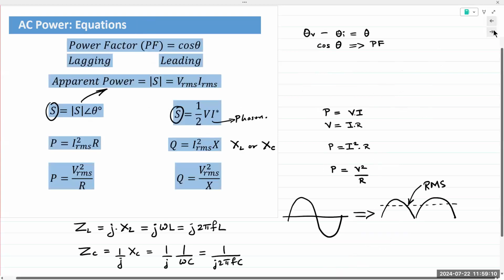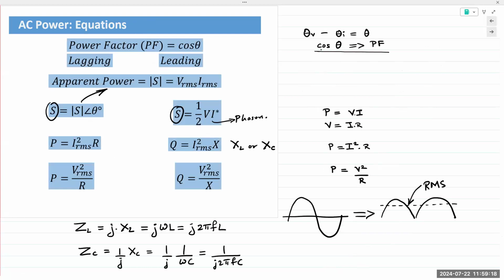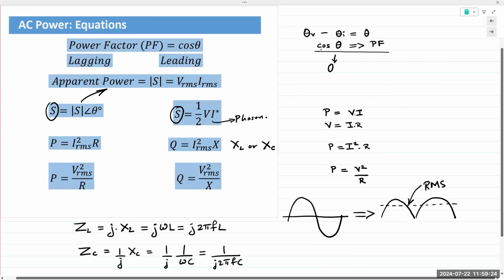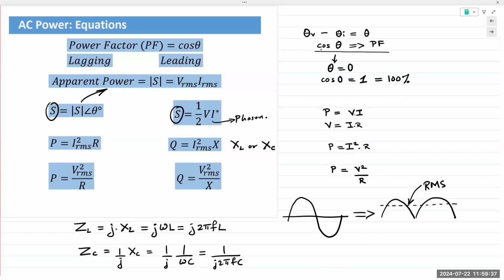So if you look at this equation, what do we see? Cosine of theta describes how much reactive power is required by that system, because you want to make it as small as possible. The ideal goal would be to get theta equal to 0. Cosine of 0 would be 1, or in terms of percentage, we say it's 100%. Power factor is a term that we use to describe the reactive power requirement for a system. We want that angle to be as small as possible.